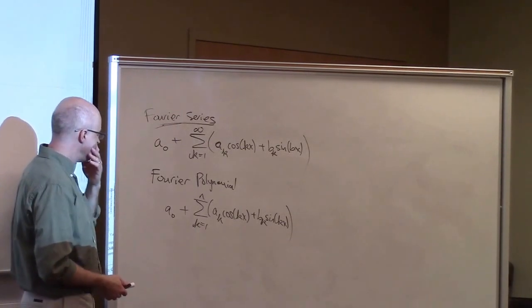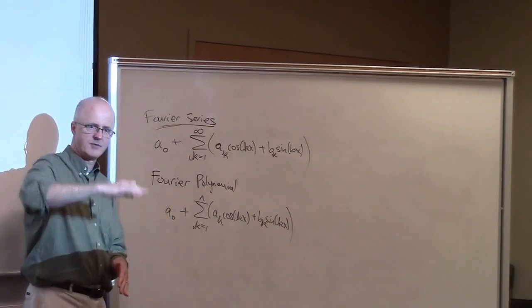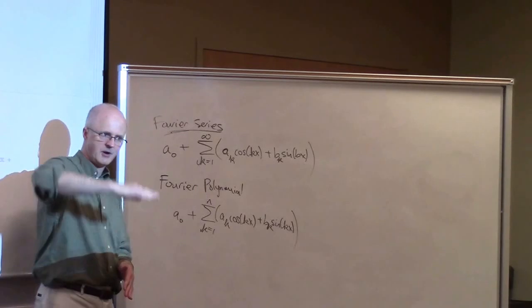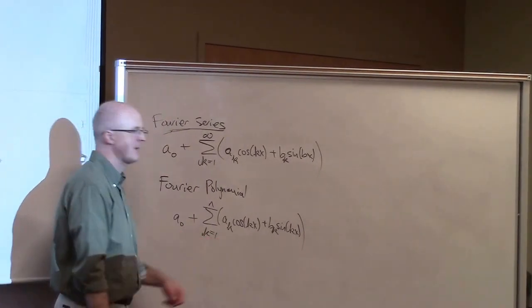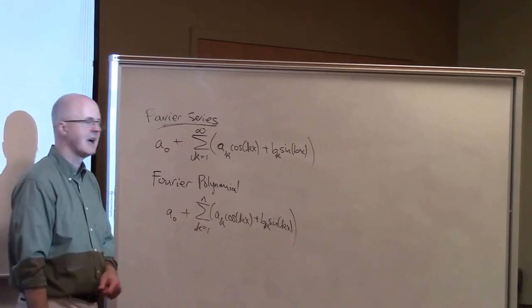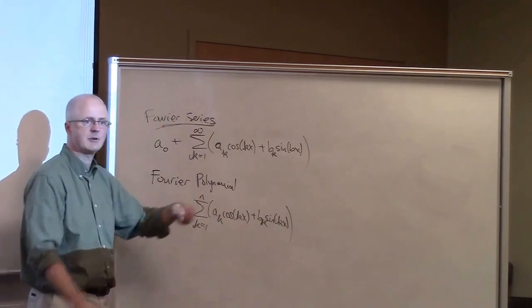So as an idea, it's just a constant, which is sort of like the vertical shift of whatever your graph is, plus a combination of cosines and sines of different frequencies. The different k's give you different frequencies.